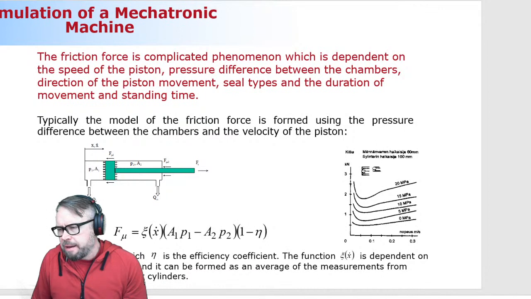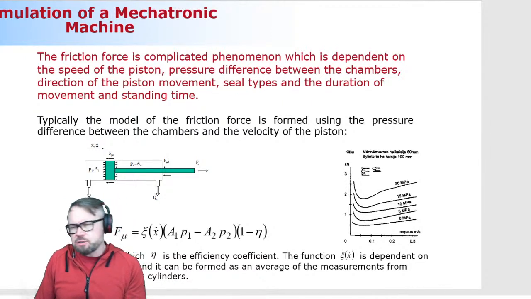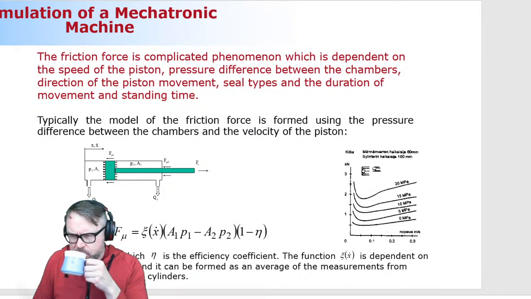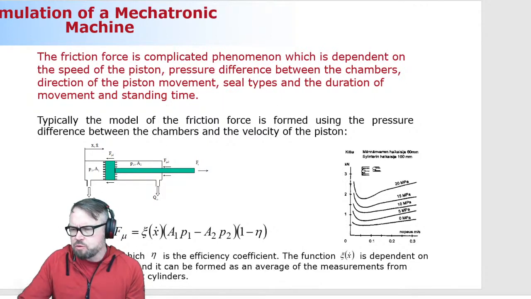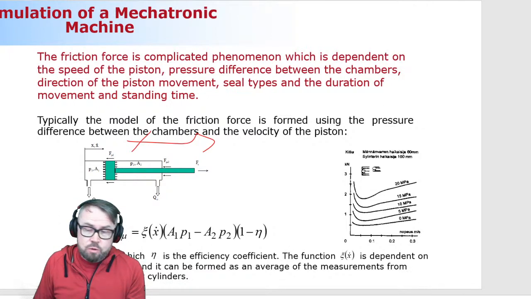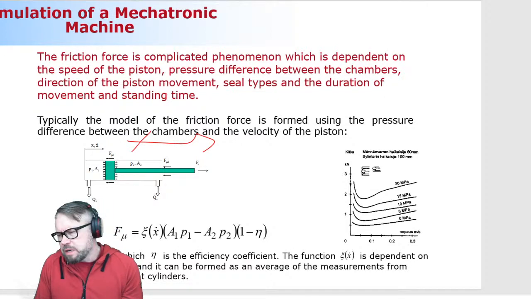As mentioned earlier, if you really want to make a very accurate model of the friction force in a hydraulic cylinder, you should take many things into account. Such as, what's the direction you're traveling? Are you traveling left or right? That changes the friction a little bit. Pressure difference between the chambers, the pressure levels in general, that affects quite a bit. And then standing times, seal types, duration of motion, and that kind of things. All that becomes so complicated that there's no way to take those into account in a reasonable manner.